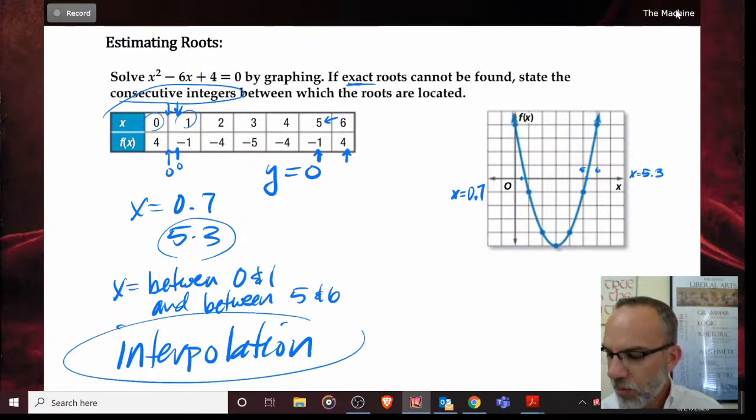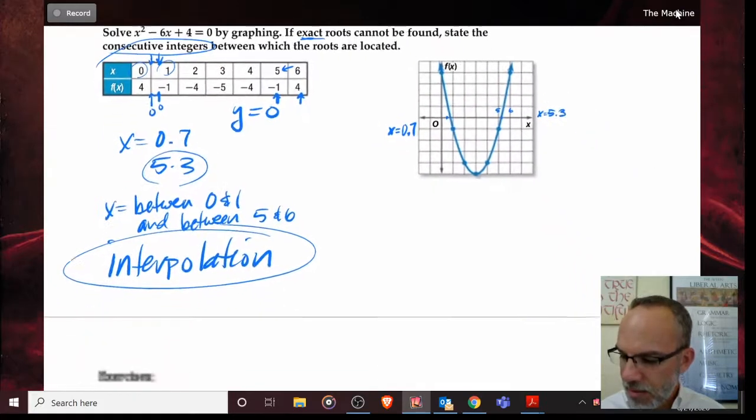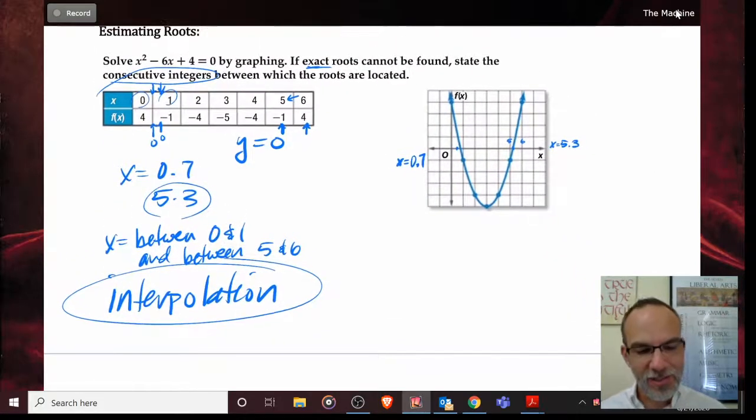Interpolation is reading between data points. Going beyond data points is extrapolation, but I won't write that down. Let me say that for a later time. Okay, is that it? Yeah, we're now on to the exercises.